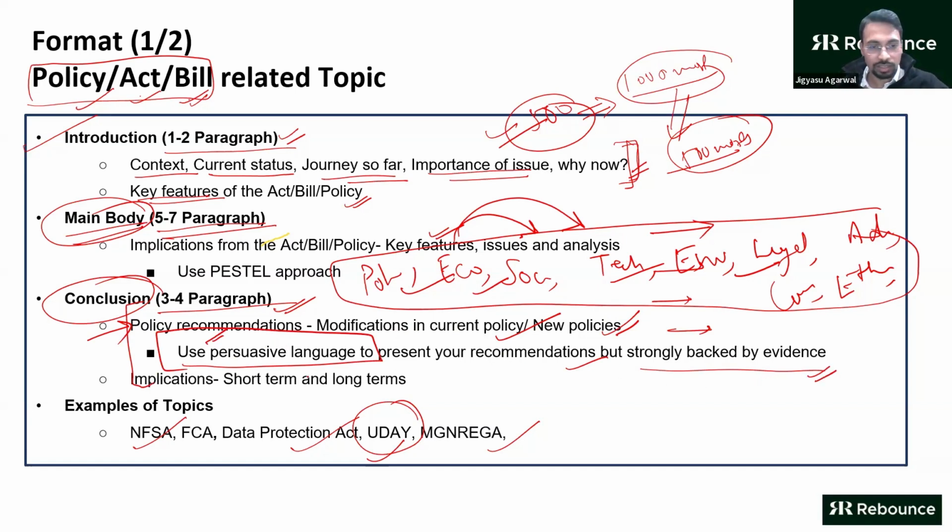Then you can talk about the implications if this is done. Basically you are talking about where we are, what the problems currently are, then what the solutions to this are. If these are achieved, then what will the implications be in the short term and in the long run. Here in the middle, if you have space, you can also talk about the hurdles or barriers in implementation of it. That should be your format for this.